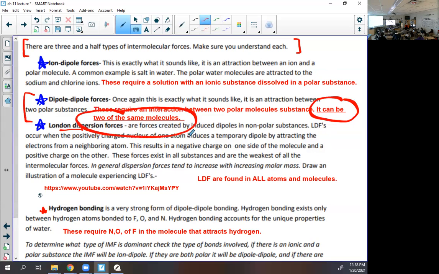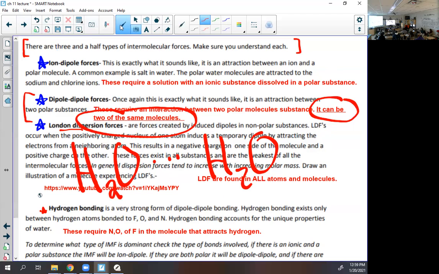It doesn't mean the substances have to be different. So we have two water molecules. They have a dipole-dipole interaction. They don't have to be different molecules. They can be the same formula. So the last thing, you also have a dipole-dipole.